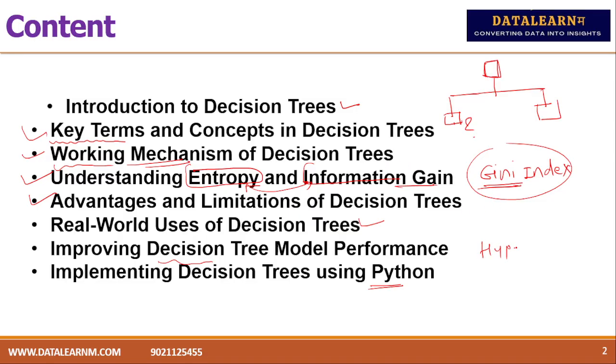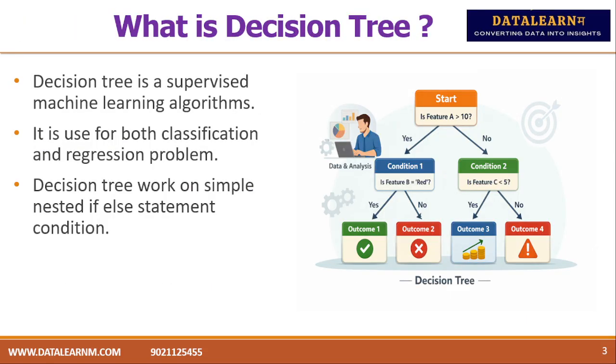We can say hyperparameters. You have a good idea about hyperparameters now, right? Yes, for k nearest neighbor there were two hyperparameters, p and k. Like this, there will be two criteria, the entropy and Gini index, in order to work with the decision tree.